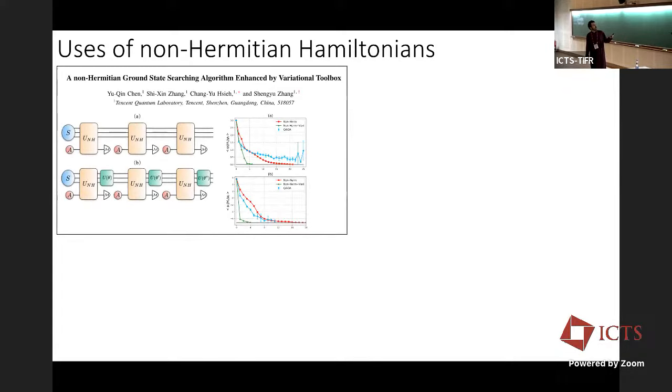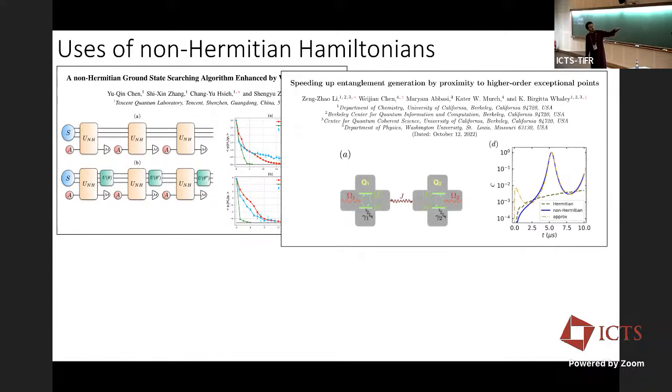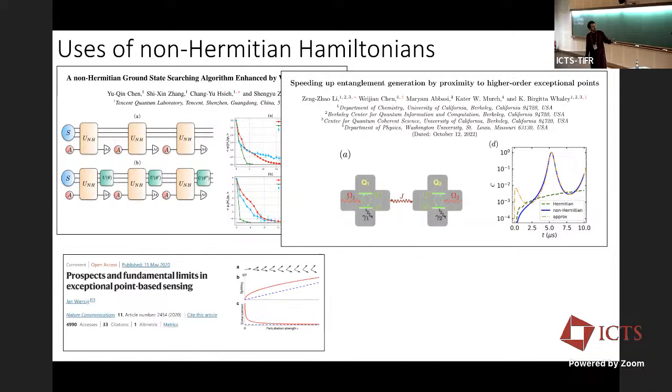You can ask, what use can we find for non-Hermitian Hamiltonians? Well, people found quite a few. For example, you can use some ancillaries, do some post-selection, and improve the behavior of quantum optimization algorithms. Or if you consider qubits that can decay out of the computational space, you can entangle them much faster than with similar coupling Hermitian Hamiltonians. And if you operate a detector close to an exceptional point, you can enhance its sensitivity under some conditions.